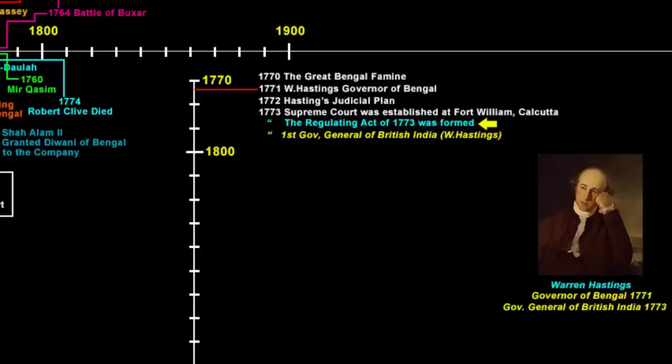Now this Regulating Act of 1773 also created a new Supreme Court about which we spoke moments ago. So the 1772 Judicial Plan of Warren Hastings, with support from the Regulating Act of 1773 of the British Parliament, made way for the establishment of the first Supreme Court in India and also gave a promotion to Warren Hastings by making him the first Governor General of British India. So now Warren Hastings became the first Governor General of British India in 1773, and that made him an important figure who played a significant role in the expansion of company power.